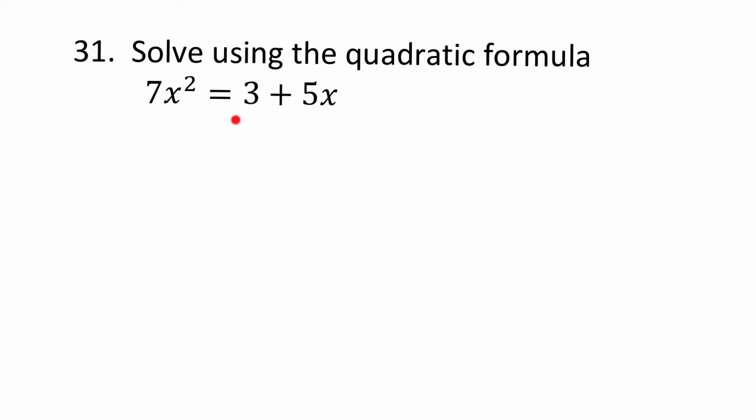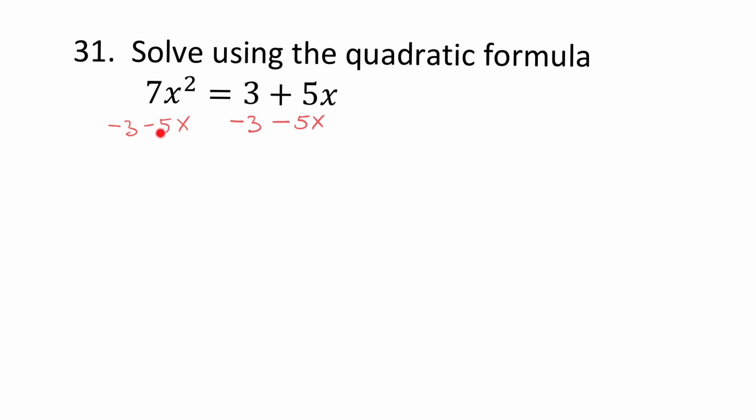I'm going to take the 3 to the other side, and I'm going to take this 5x to the other side. So I'm going to do the opposite. Notice I'm going to do minus 3 and minus 5x at the same time, so I don't have to do a lot of steps. On the other side, I'm going to subtract 3 minus 5x.